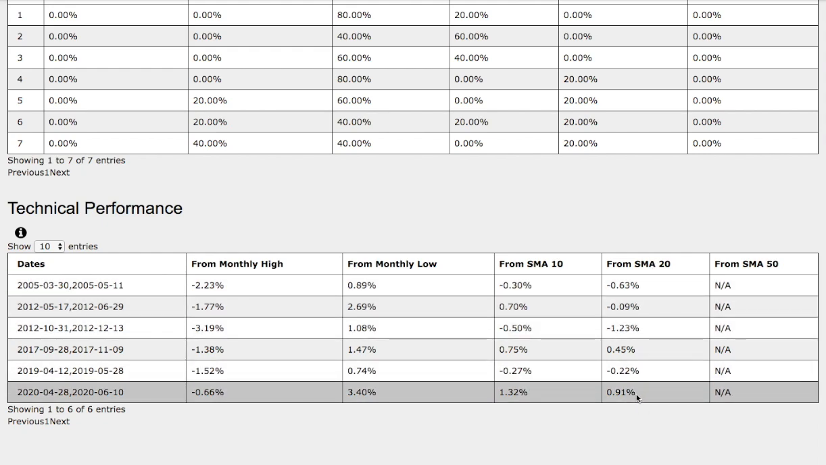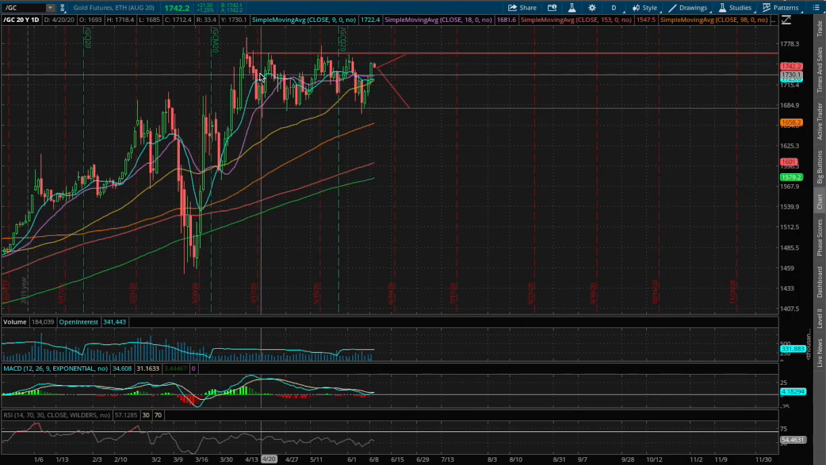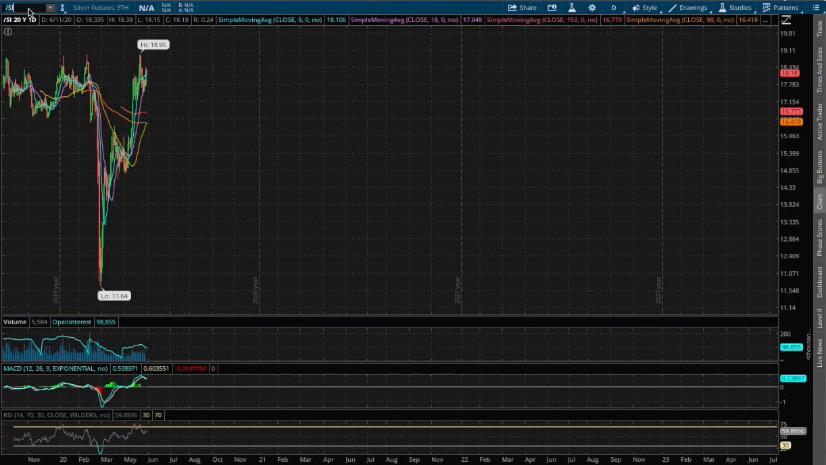Compare that to the current trend of up 91 basis points. So now let's examine silver futures. Let's start with the technical analysis for silver.